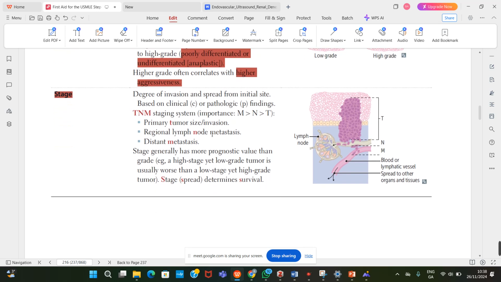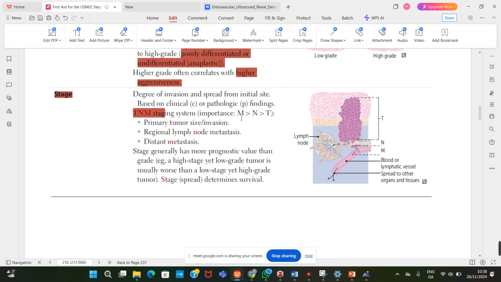So moving on to staging. What I just want us to take home for staging is just the TNM. That's the basis that we usually use. TNM staging for breast cancer and other cancers. The T stands for the tumor size. The N stands for the lymph node status. Then the M stands for metastasis. Now, in order of relevance, the M is the most important, followed by the nodal status, followed by the T, which is the tumor size.